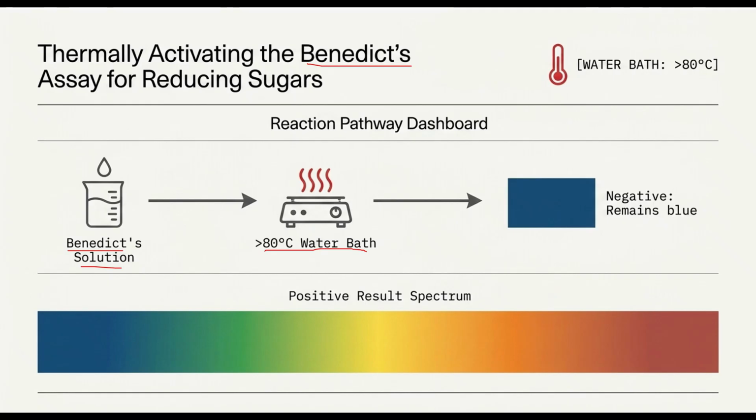The color will remain the same, right? So if reducing sugar is present, the solution changes from blue to green, yellow, orange, or brick red, depending on the concentration. Okay. So this is how the positive results will look, and this is how the negative result will look. So what we need here is a water bath at 80 degrees. Okay.